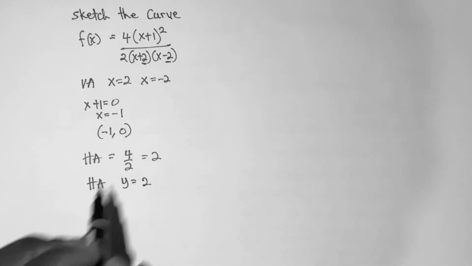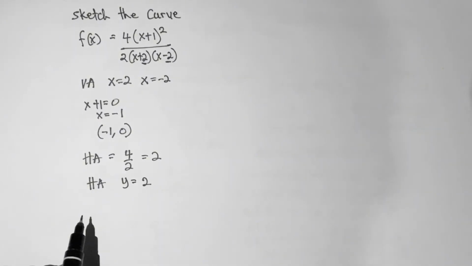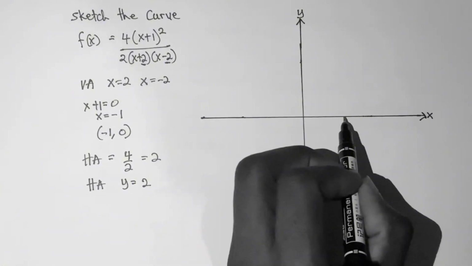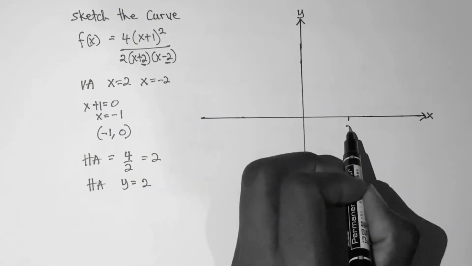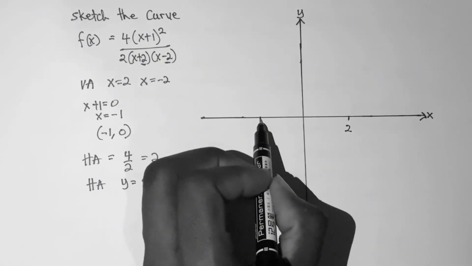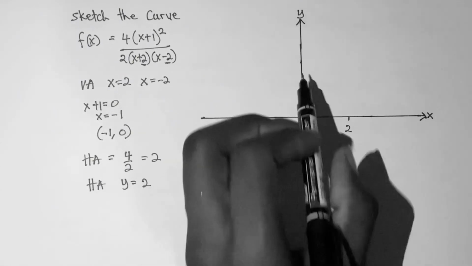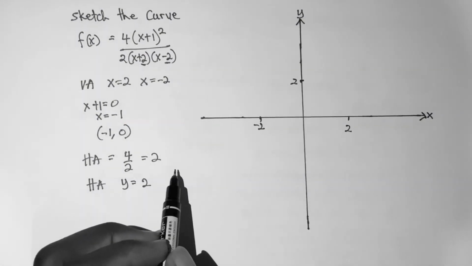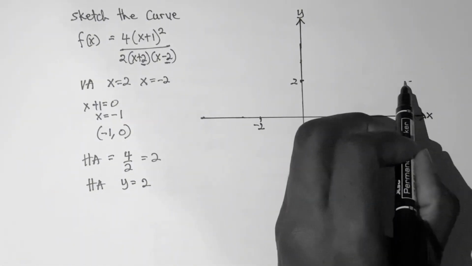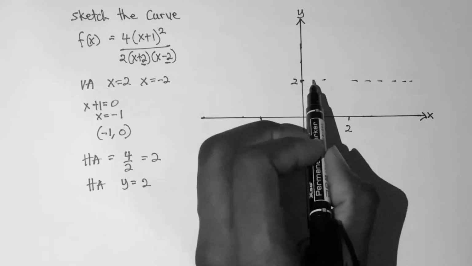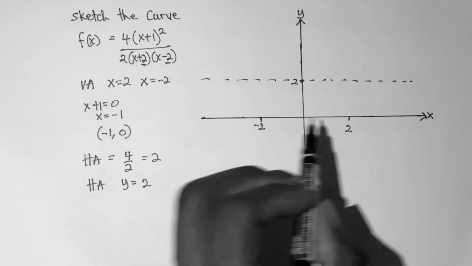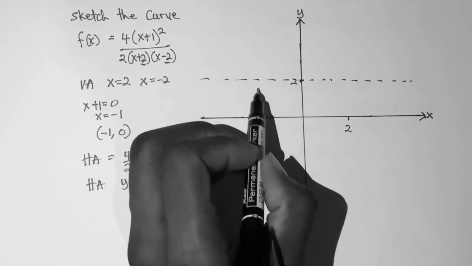So having got this, then let's go ahead and sketch the curve. So we have vertical asymptotes. Let's assume here is 2. So we have vertical asymptote at x equals 2 and x equals minus 2. And we have horizontal asymptote at y equals 2. So this will be our horizontal asymptote. And then this is our vertical asymptote.